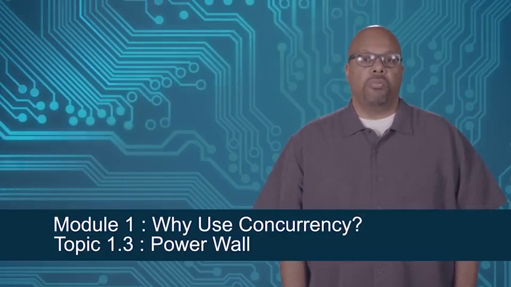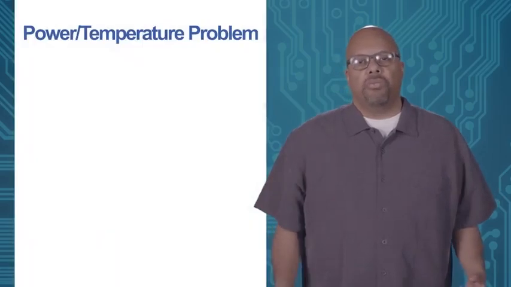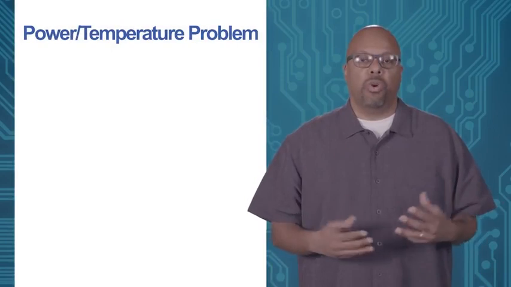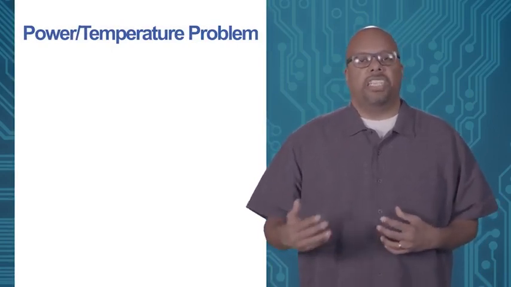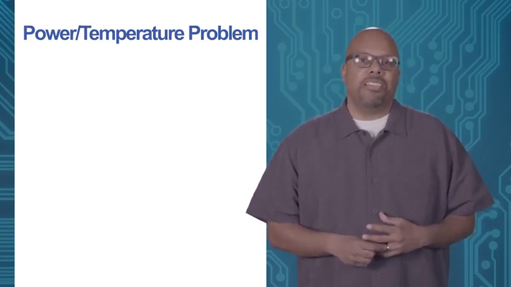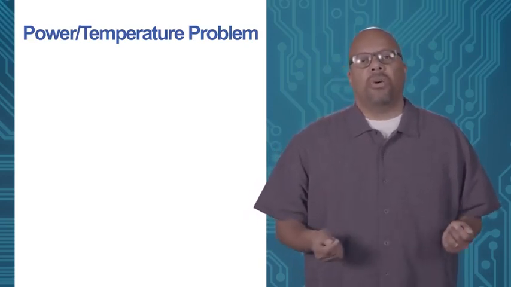Module 1, why use concurrency? Topic 1.3, power wall. So as I was saying, this speed up that you get from Moore's Law, the density increase, which leads to a speed up and performance improvement, it can't continue. So you might say, well, why can't that just go on forever? The reason is because these transistors consume power.